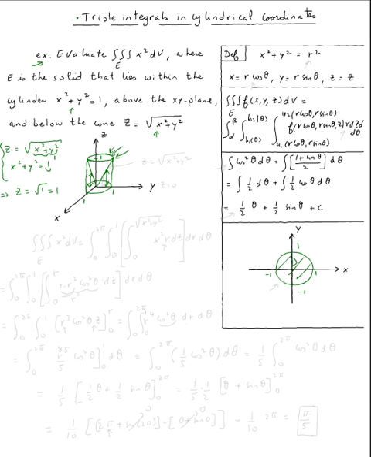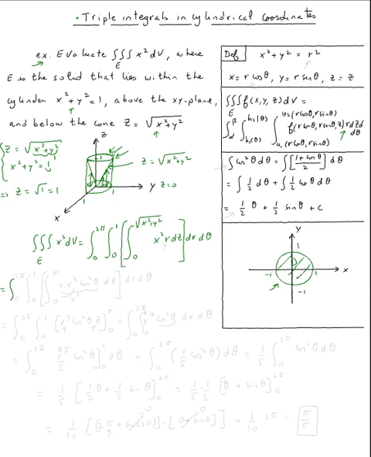So the triple integral over E of x squared dV. We start with theta, which goes from 0 to 2 pi. The radius goes from 0 to 1. The z goes from here to here, in other words from z equals 0 to the cone, z equals square root of x squared plus y squared. And our function f of x, y, z happens to be x squared. Remember the formula says r dz dr d theta. And again, we need to do the inner integral first.